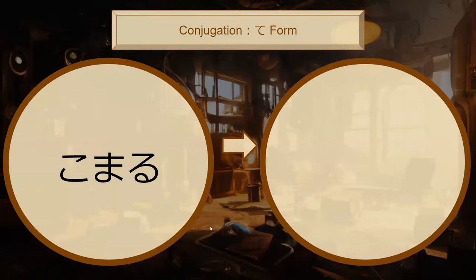What is the te-form for komaru? Komatte. Perfect. Komatte with a glottal stop. It is a U verb.